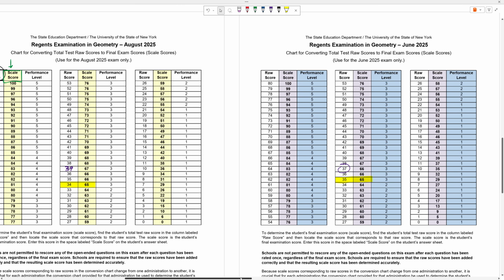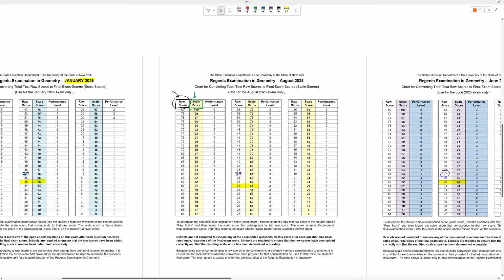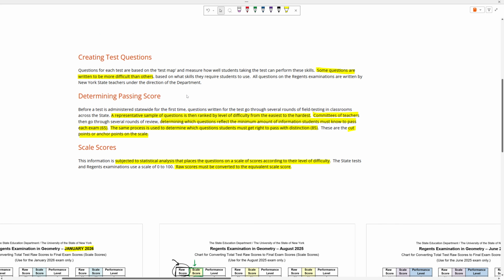Now, a common misconception is that these curves are dependent on how students do on the exam. That is entirely wrong. It doesn't matter if everyone passes the exam, it doesn't matter if everyone fails. These conversion charts are calculated before anyone even takes the exam. Don't believe me? This is what the Regents has to say about it.